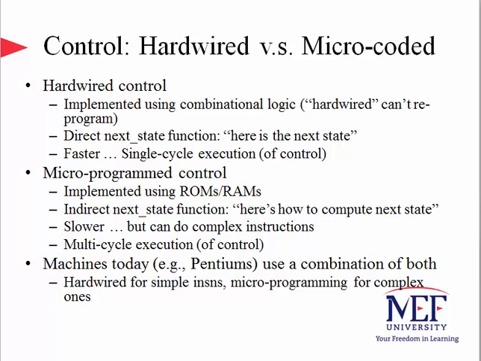In that model, control words are stored in memory, called control memory or control store. Next state is usually computed, which makes it very flexible and allows multi-cycle execution of control. This flexibility made microcoded control very well suited to complex instructions. However, since it uses memory, microcoded control is usually slower. Machines today use a combination of both: hardwired for simple instructions and microprogramming or microcoded control for complex instructions.